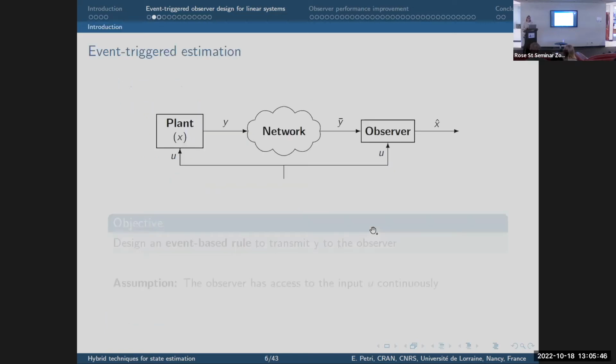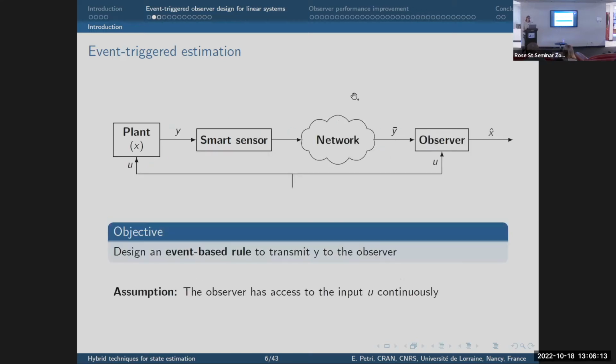For this talk, we consider the setting where the plant and the observer are not collocated in the same place. Indeed, there is a network between them. For this reason, the observer does not know the whole Y, but only a sampled version, Y bar. This sampled version of the output can be generated based on time-triggered strategies, or based on the real value of Y in an event-triggered strategy.